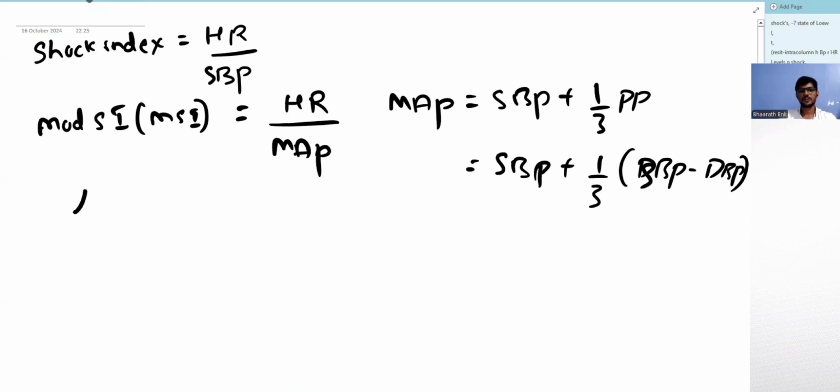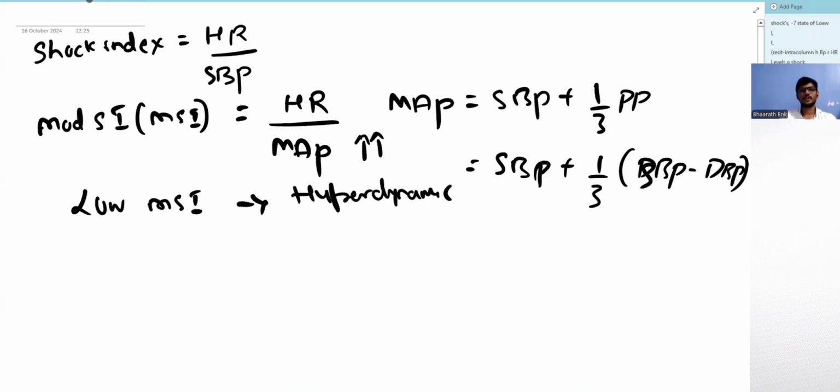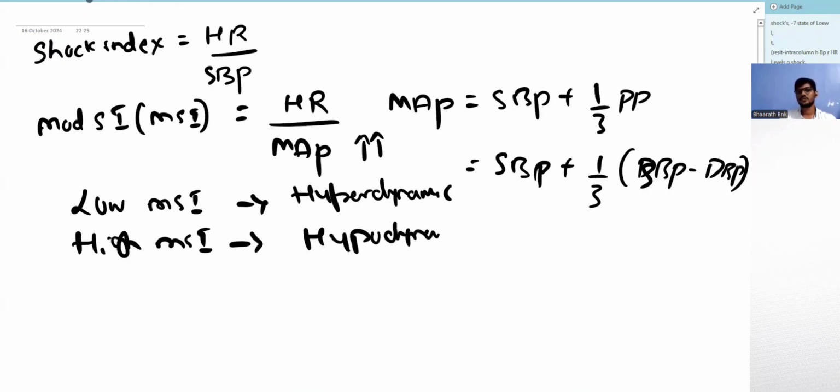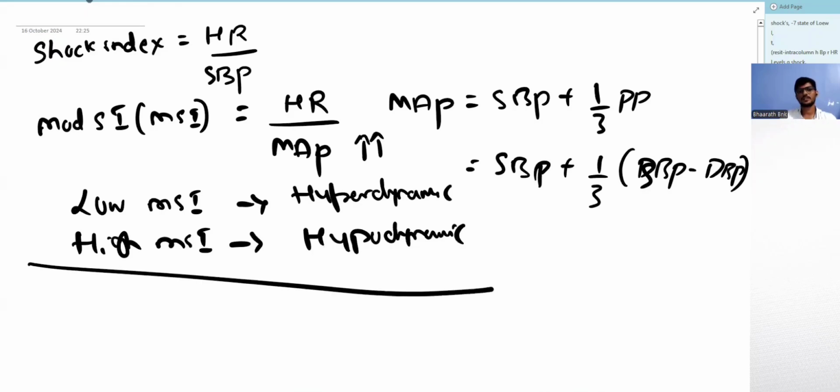And if there is a low MSI, it means that there is an increased mean arterial pressure, so it is a hyperdynamic circulation. If there is a high MSI, there is low MAP, it is a hypodynamic circulation, right? So that is why MSI is now considered a hemodynamic stability indicator.